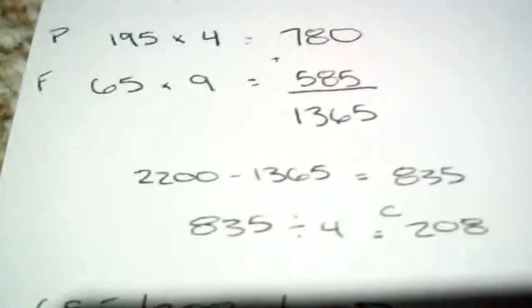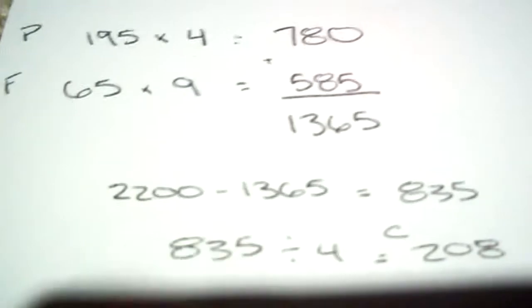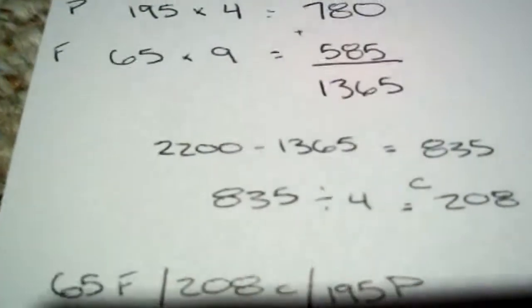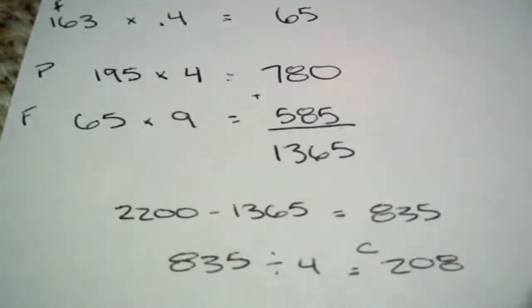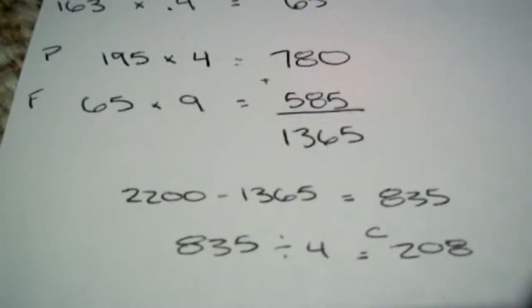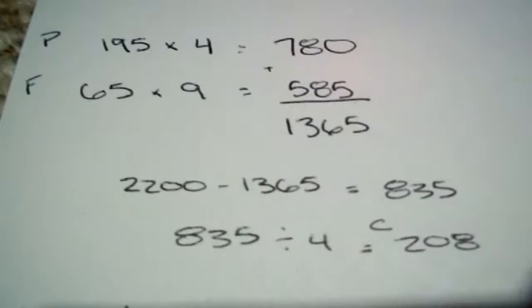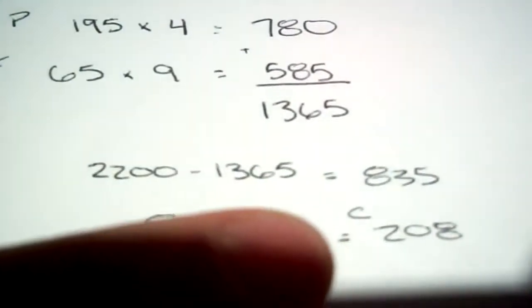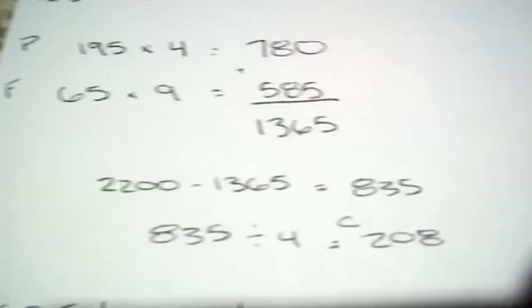So as you can see right here, 2,200 minus 1365, and that'll give us 835. And with our 835, that's going to be how many carbs we're going to have. So we're going to divide that by 4, because there's 4 calories in a gram of carb. When you divide that by 4, you get 208. So you're going to eat 208 grams of carbs, this person individually.